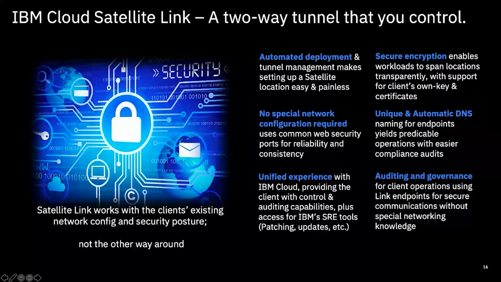And then finally, we have IBM Cloud Satellite Link. It's the two-way tunnel that you control. So Satellite Link works with our clients' existing network configurations and security postures, not the other way around. It has an automated deployment and tunnel management, making setting up a satellite location easy and painless. There's no special network configuration required. It uses common web security ports for reliability and consistency.